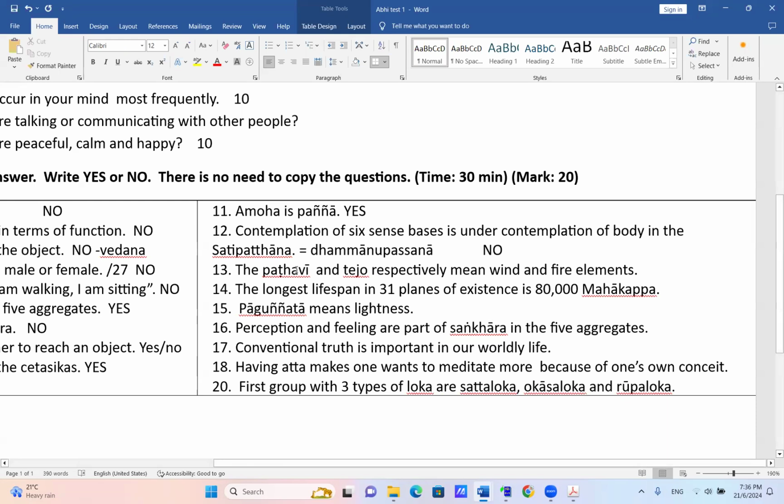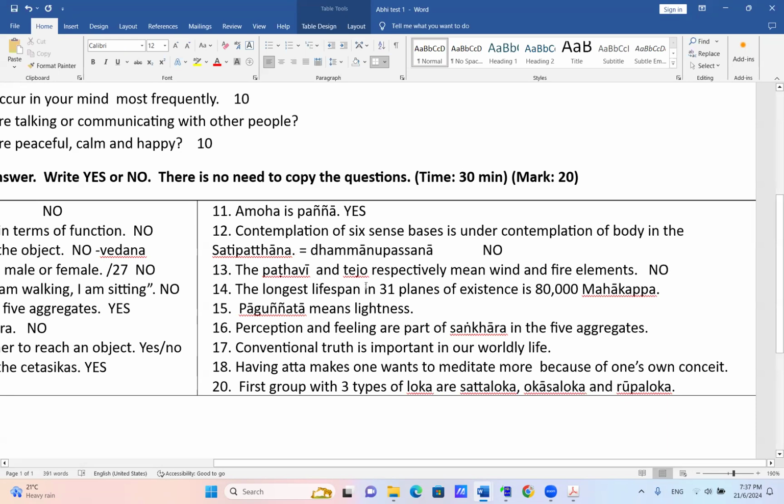Next one, okay? Dhammanupassana is the last one, contemplation of Dhamma, mental objects. Number 13. Pathavi means wind, no. Tejo means fire, yes. Most of you get this right. Yes, I think all of you get this right, okay.